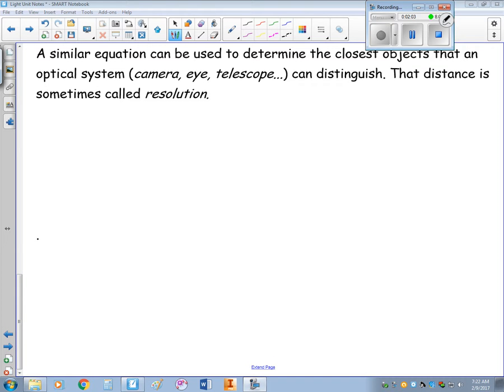So this formula for resolution then, I'm going to give it a new letter. I'm going to call it B. It's actually kind of the same formula. Instead of calling it spread, we call it kind of like the resolution. So B then, our resolution, is going to be the separation of the objects.